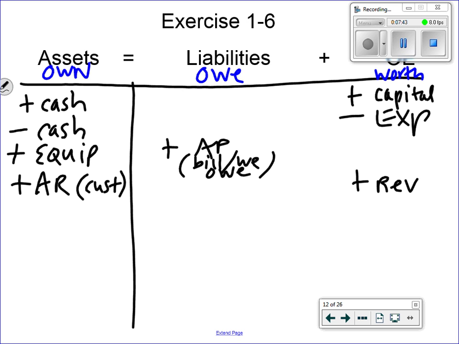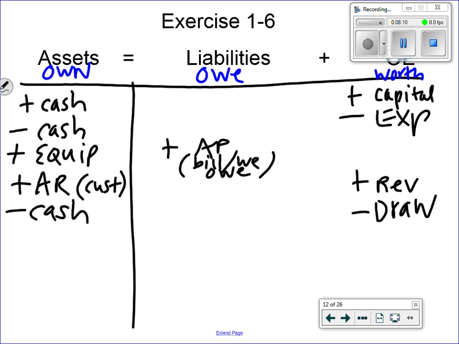If the owner takes cash out of the business, we will see cash go down. What's going to happen under OE? Minus drawing. So although the owner in his personal life worth is going up, the worth of the business is going down because the owner took money out. Hopefully there was more capital than drawing, so he hasn't completely drained the funds.